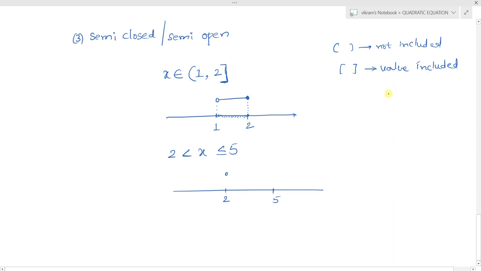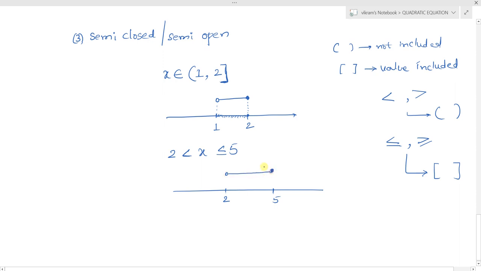Here is another important thing: if we have the inequalities less than or greater than, that means it is just above or just below the particular value, the values are not included, so we use open braces. If it is less than or equal to or greater than or equal to, that particular value has to be included, so we use square brackets. Now here x equals 5, that means 5 has to be included in the solution, whereas 2 less than x means x greater than 2, that means it is above 2, so it is an open circle. Now this is the way of representing.